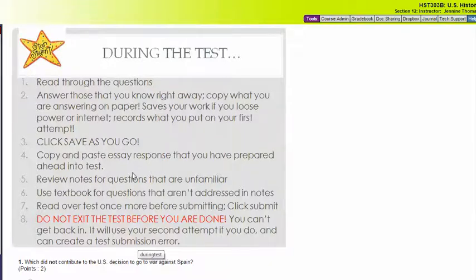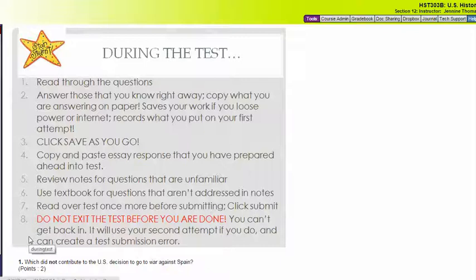Click Save as you go, and copy and paste your essay responses that you have prepared ahead of time into the test. Every unit test review that we do, I tell you guys what the short answer questions are. You're expected to write those ahead of time and to prepare yourself so you can just copy and paste those in. Review your notes for questions that are unfamiliar to you. Use your textbook for questions that aren't addressed in the notes. And read over the test once more before submitting it to make sure that everything is okay. Do click submit or else it will not show up to me in the gradebook.